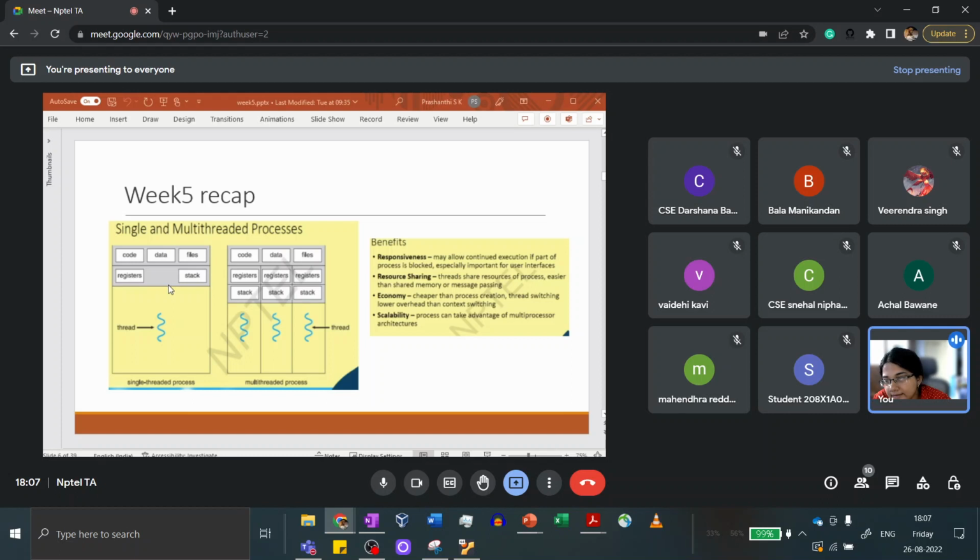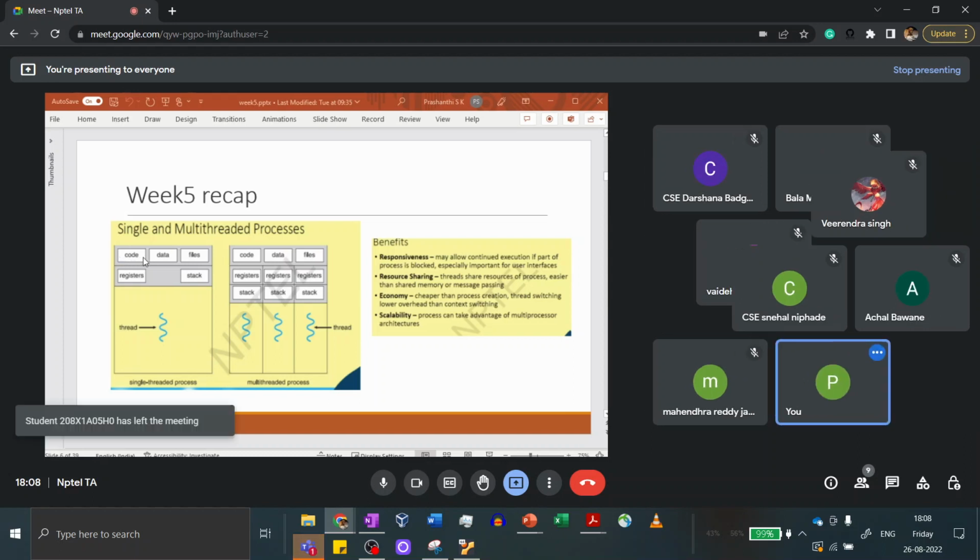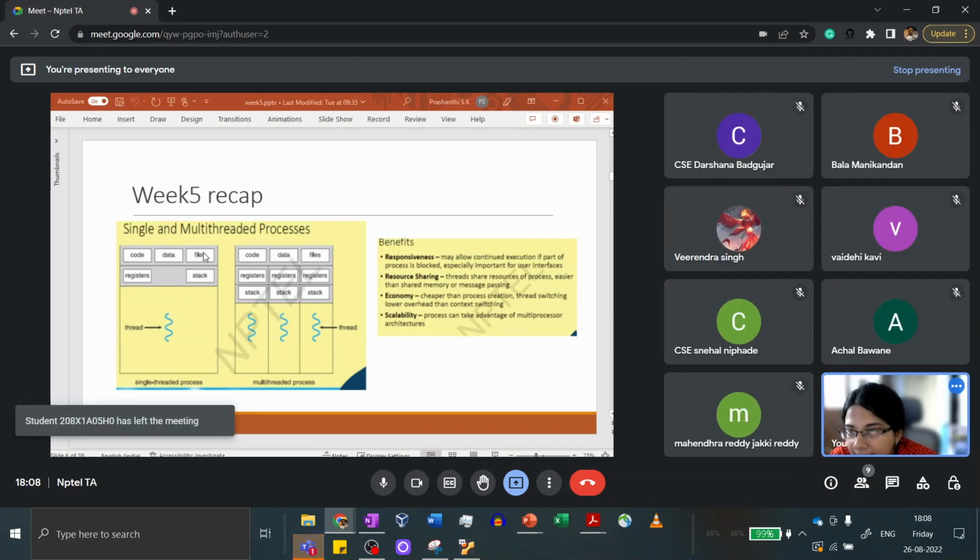So with a single threaded process, meaning a process with one single thread, you see this sort of a view, right? It has its own code, data, files, register and stack. Whereas when you look at a process with multiple threads, you see that the code, data and files are shared across all of these threads, but each thread has its own registers and stack. So this is mainly the difference in layout in terms of a single and multi-threaded process.